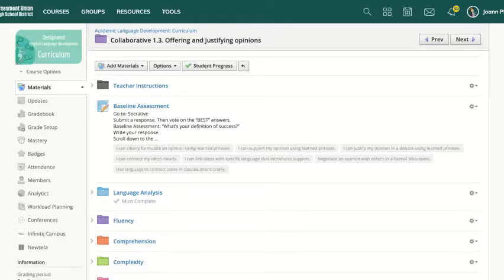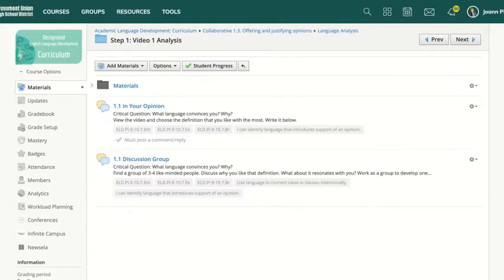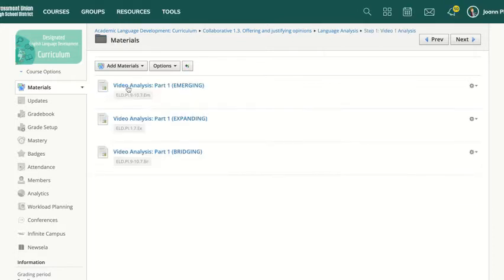Now that we've seen what a unit looks like on the teacher instruction side and defined terms there, let's look at what some of those assignments that we previewed might look like on the student side. We looked at step 1. Here you can see there are materials.